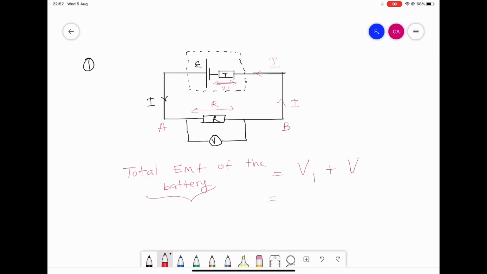And this is given by epsilon. V1 is equal to I times small r, because according to Ohm's law we know V equals IR, and the voltage across the capital R is I times capital R. So what is the lost voltage? As the question says, lost volt refers to the difference between the EMF and the terminal potential difference, which is epsilon minus IR, and it should be equal to I times small r. So the answer should be B.